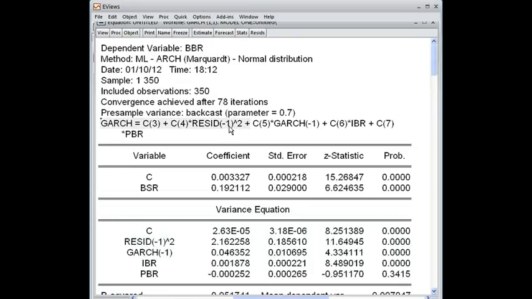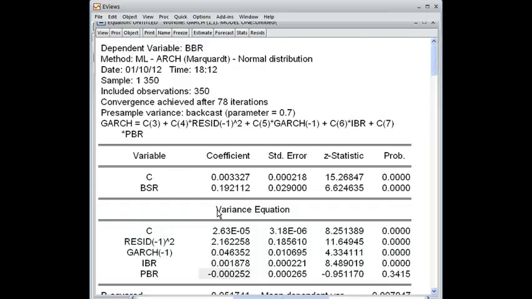And here you can see the GARCH term. Actually this is GARCH C3. What is C3? Okay, I am telling here how to get this C3. Actually this one is C1, this is C2, this is C3, this is C4, C5, C6, C7.